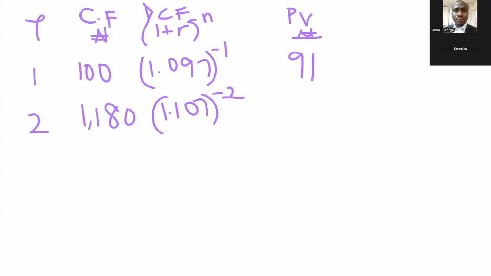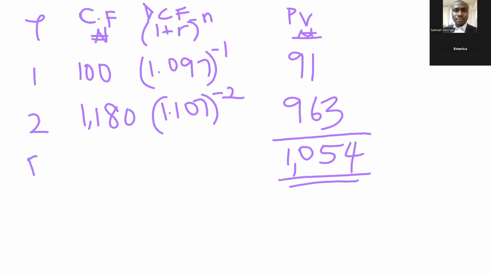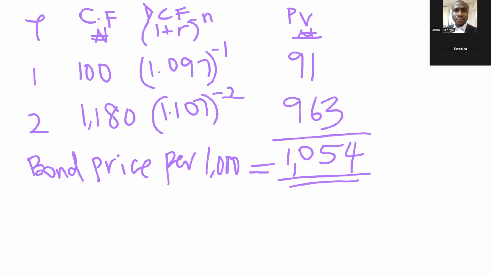The second one, 1.107 raised to power minus 2 is equal to this, then multiply it by 1,180. I got 963 approximately. So add both of them together: 91 plus 963. I got 1,054. That is the bond price per 1,000. So that is for bond A.